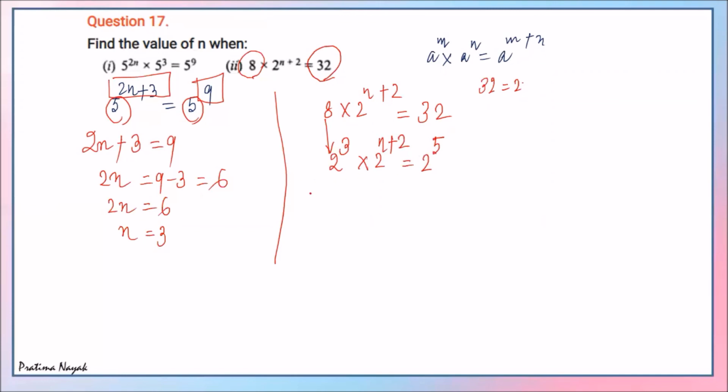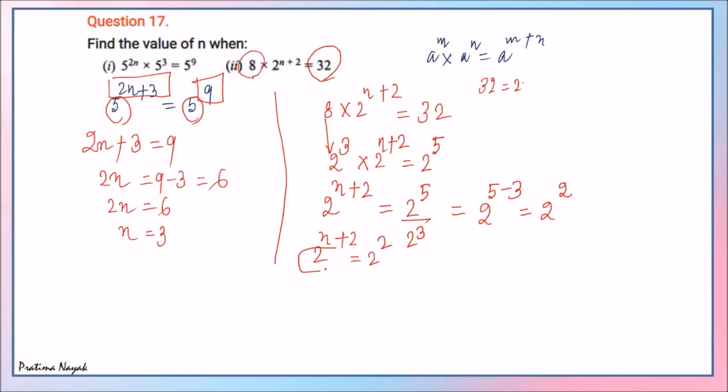Now I'll keep this 2 to the power n plus 2 on the left side, and here 2 to the power 5 divided by 2 to the power 3. So this power will be subtracted, so this will be 2 to the power 2. So I am getting 2 to the power n plus 2 is equal to 2 to the power 2. Now they have the same base again, so they will have the same exponent. n plus 2 is 2. So n is equal to how much? 0. So the value of n is here 0.